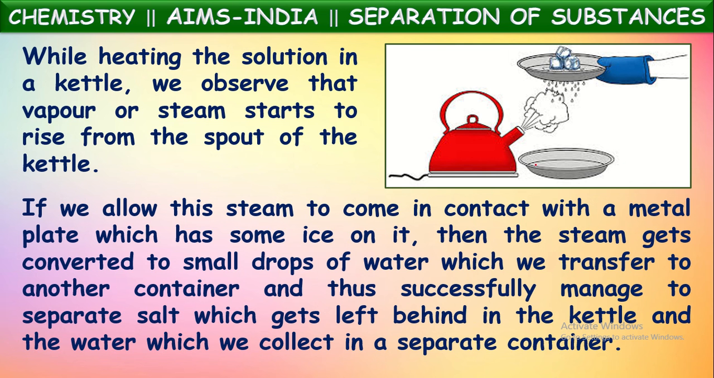So those droplets of water will be collected into another container here and thus we successfully manage to separate salt, which gets left behind in the kettle. Okay, if you continuously heat like this, what happens? All the water in this will be evaporated and condensed back and will be collected in this container, whereas salt will remain inside of this kettle. Okay, in this way a salt and sand mixture can be separated by using two techniques simultaneously. In this way we sometimes use more than one separation method for separation of certain mixtures.